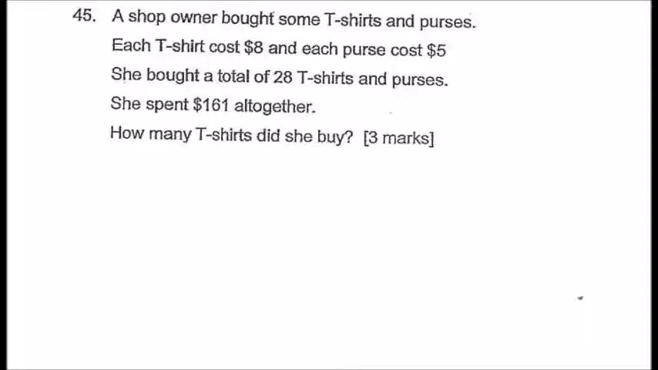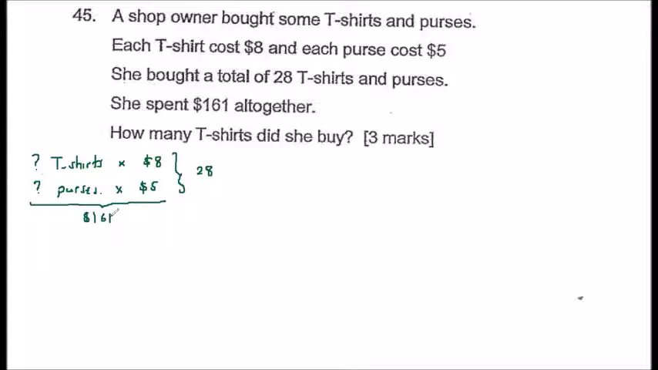Okay guys, this is a typical guess and check method. So we do not know how many t-shirts there are, and we also do not know how many purses there are. But we know that one t-shirt will cost $8 and one purse will cost $5. So altogether there are 28 of them and the total cost would be $161.